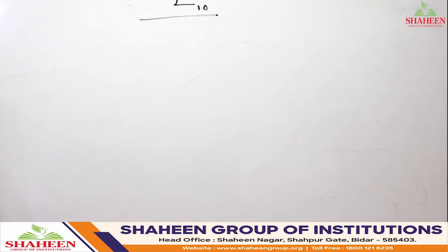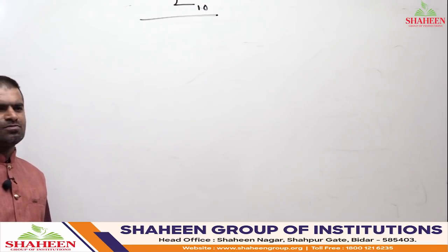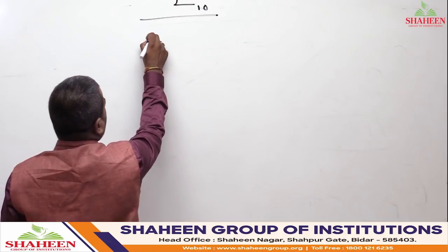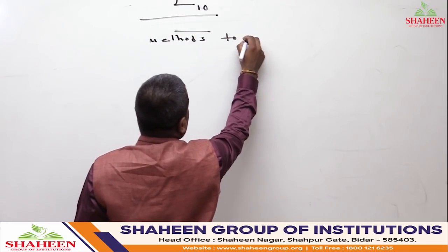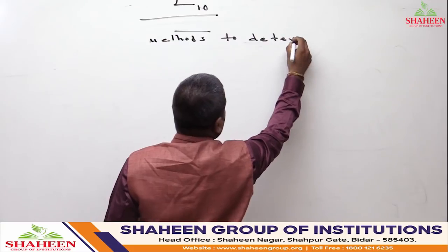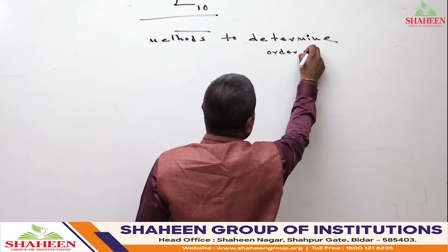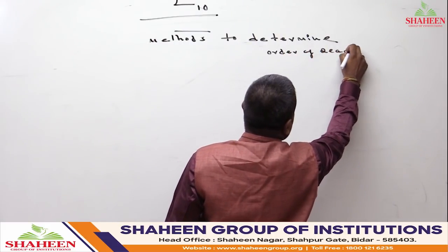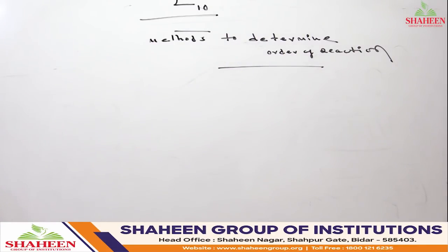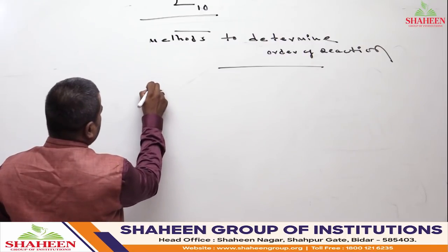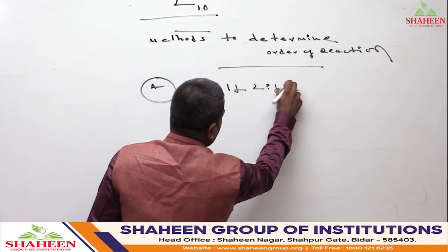Now the next concept I am going to discuss is the determination of order of reaction. Methods to determine order of reaction. The first method I am going to discuss is the half-life method.